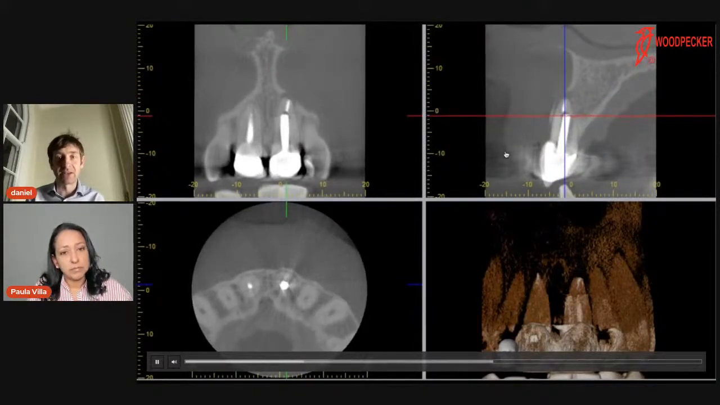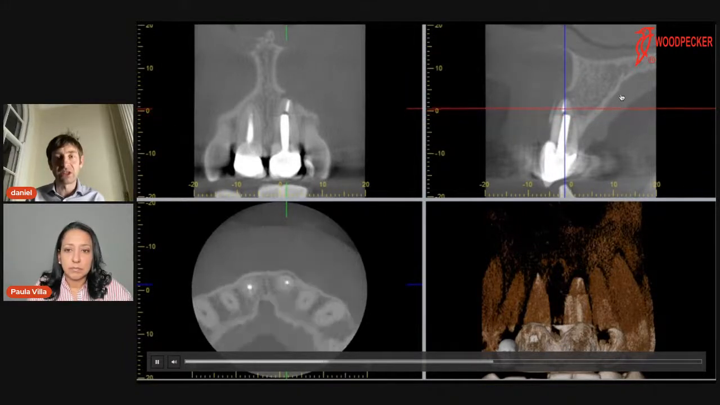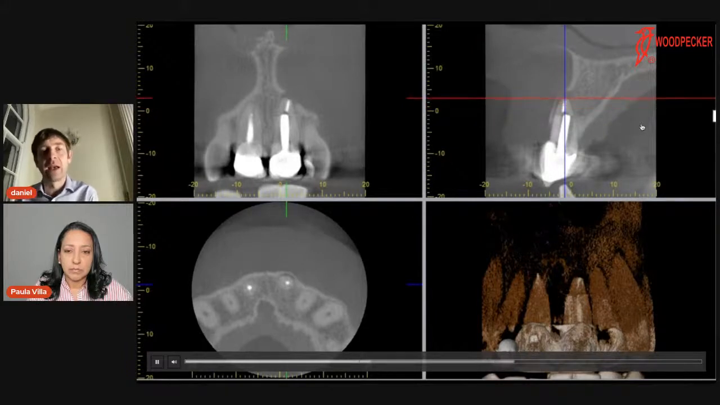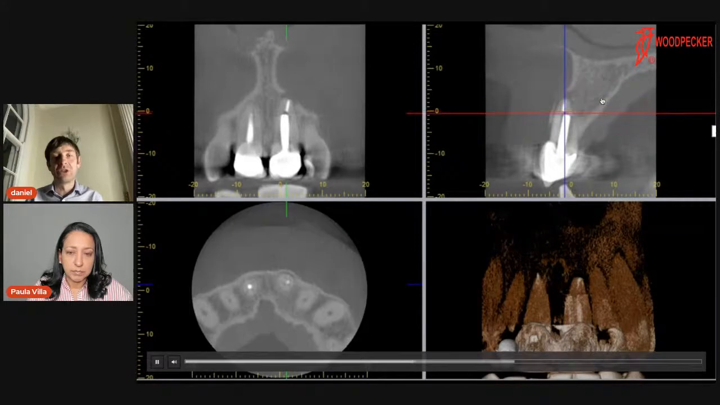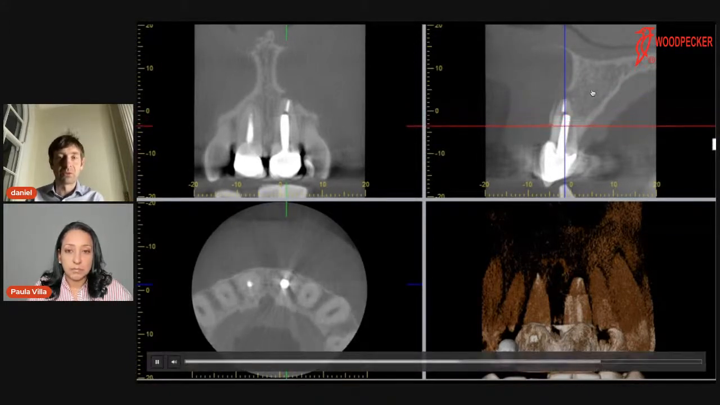There's a large post that's been placed. It's pretty much centered in the canal. We can see where the previous crown lengthening has been done. And we can see basically there's 3 or 4 millimeters of GP in the canal. So we have some room, and we can see where the buccal bone has been lost.